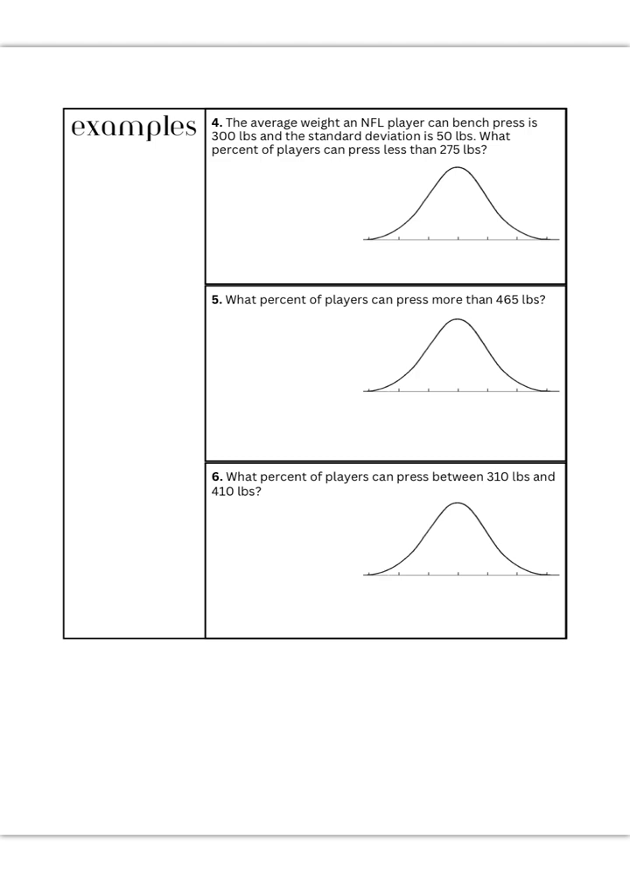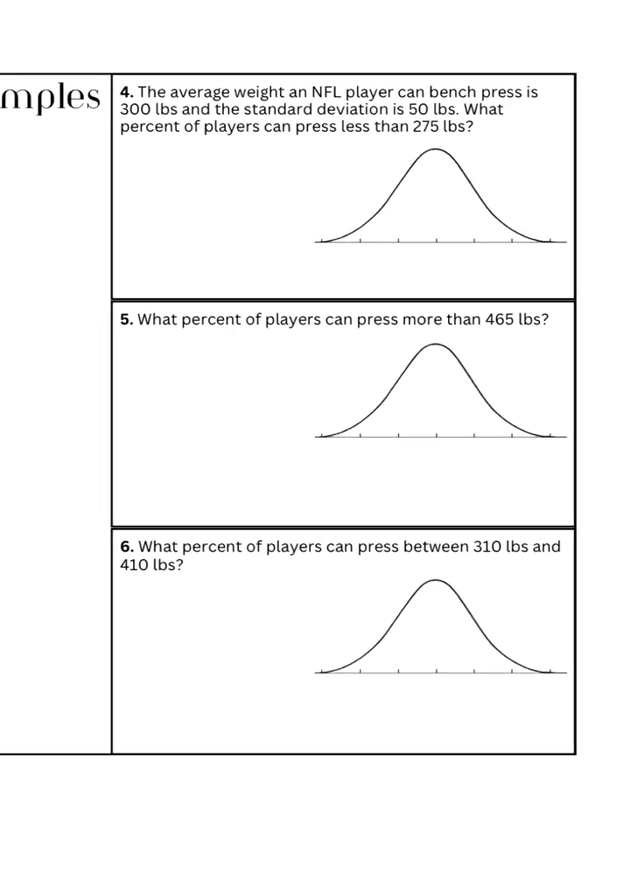The average weight an NFL player can bench press is 300 pounds. So our average, with a z-score of 0, in the middle, is 300 pounds.